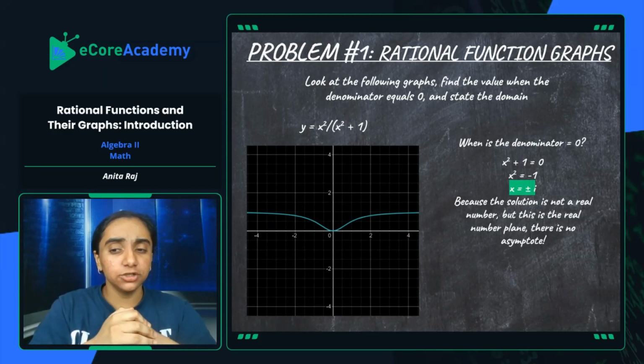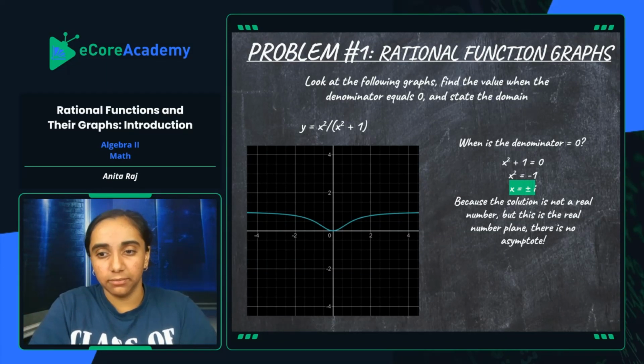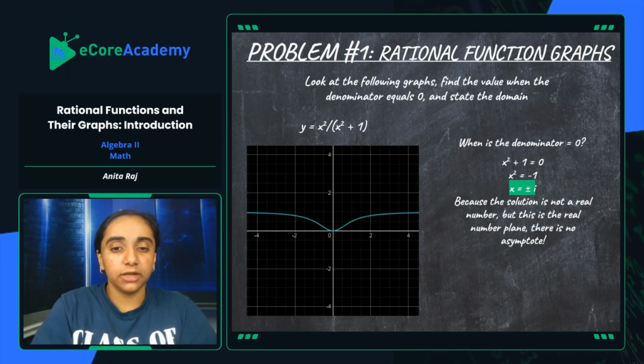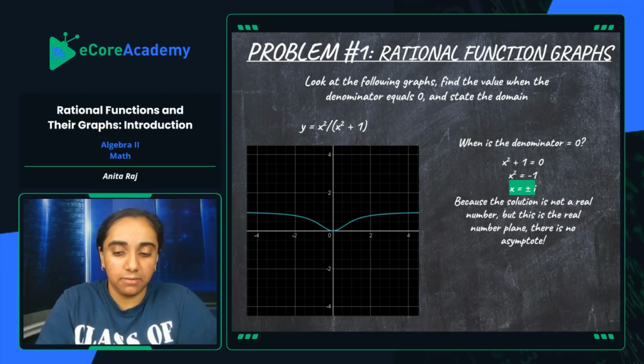Well, because the solution where we got x equals positive or negative i, it's not a real number because i is an imaginary number. i is not a real number. But we're graphing on the real coordinate plane. We don't have one axis representing i's imaginary numbers. It's just all real numbers on this real number plane. So there is no asymptote because we're graphing on the real number plane. So just keep that in mind.